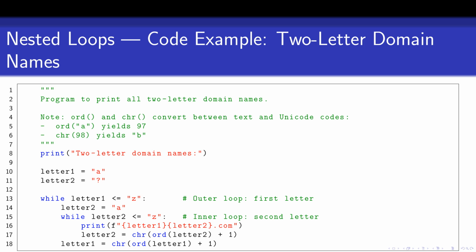Next, we show the implementation of the domain name example as actual Python code. The outer while loop starts at A and increments the first letter until it reaches Z. Inside it, a nested while loop resets and iterates through the second letter, also from A to Z. On each iteration, it prints a new domain name formed by concatenating the two letters and adding .com.